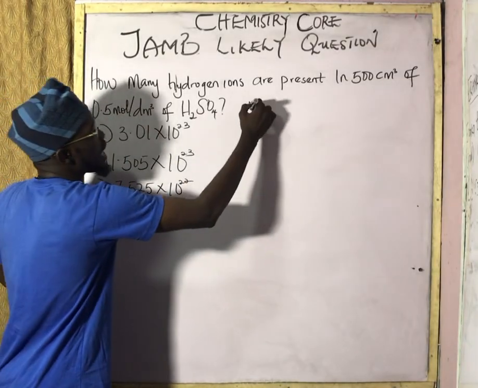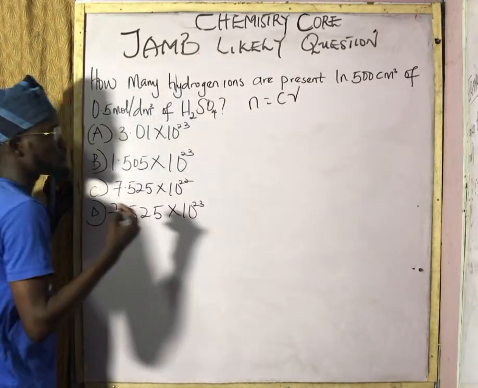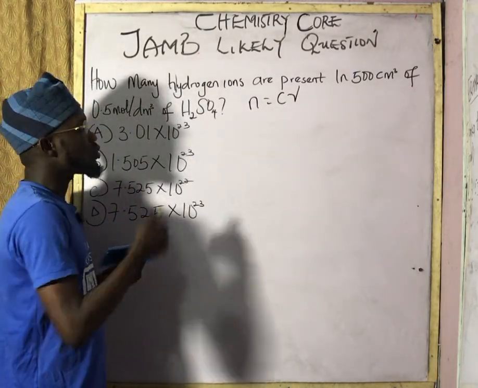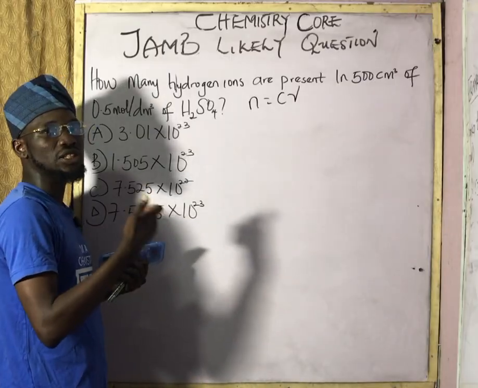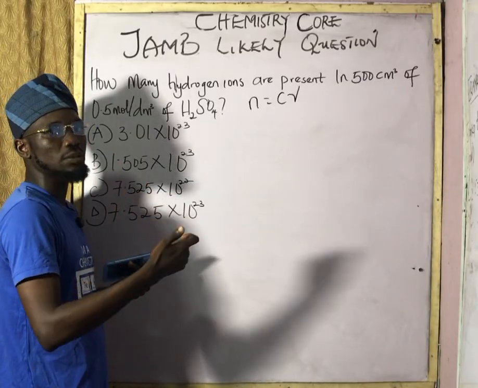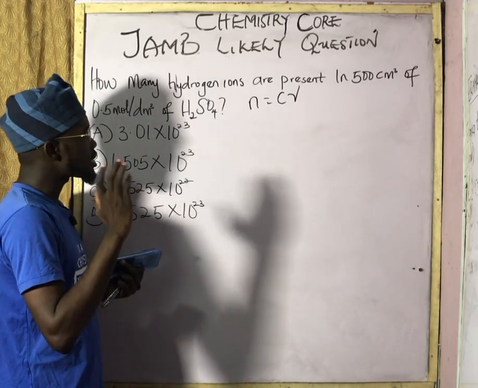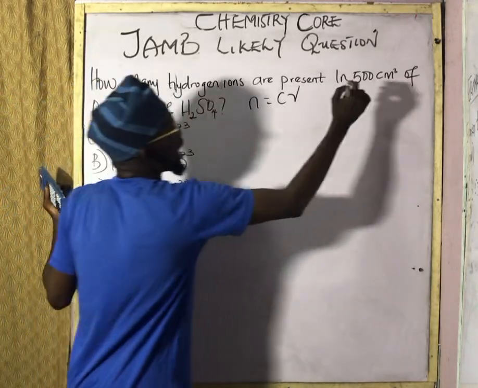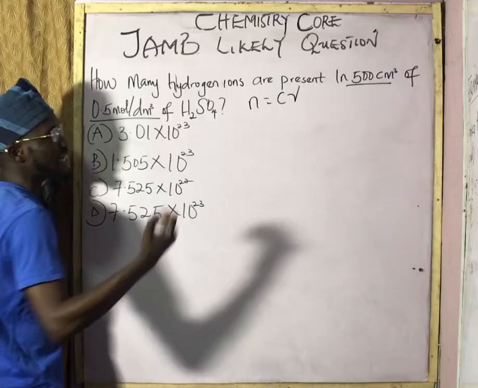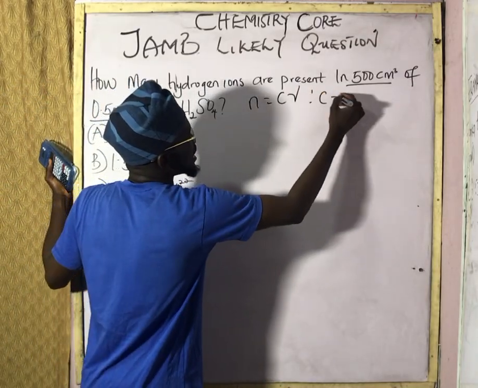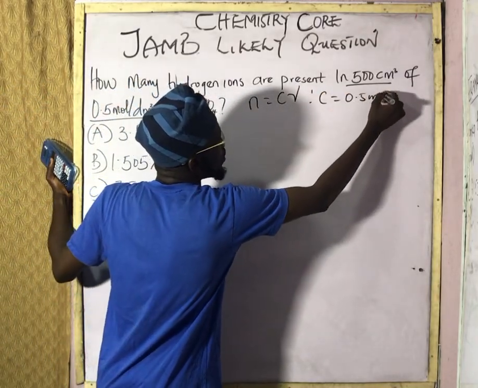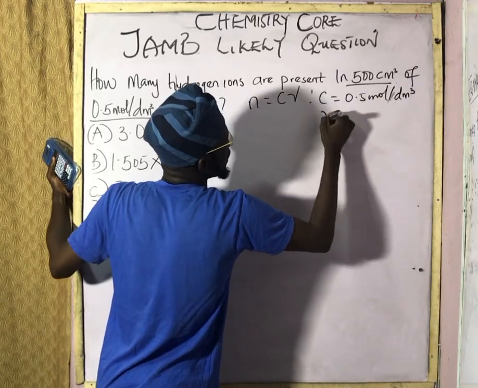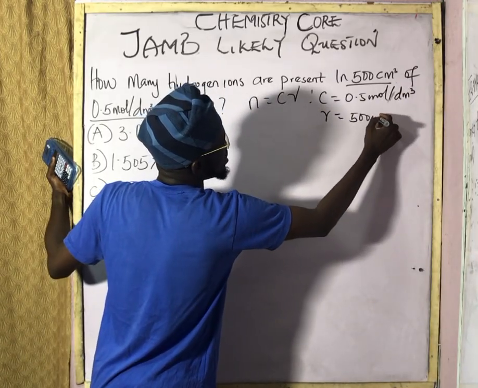Now, I have n = CV. This n stands for the moles, while the C stands for the concentration in mol/dm³, while the volume is given. Now, we have this to be our C, and we have this to be our V. In that case, you can easily say C = 0.5 mol/dm³. Then our V = 500 cm³.